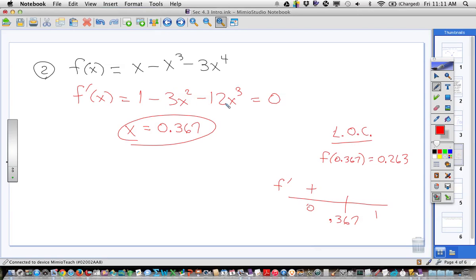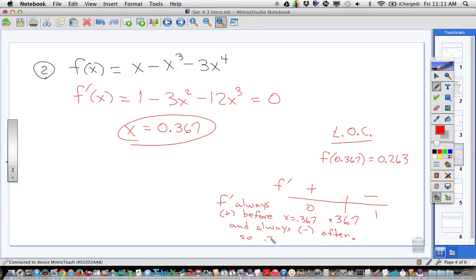Negative 2 minus 12 is negative 14. Definitely negative. But now you can't stop there. So you would say something like, f prime is always positive, keyword there being always, before x equals 0.367, and always negative after, okay?